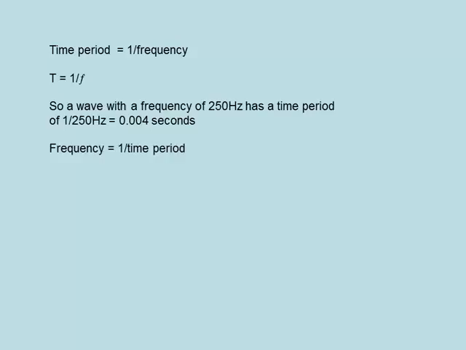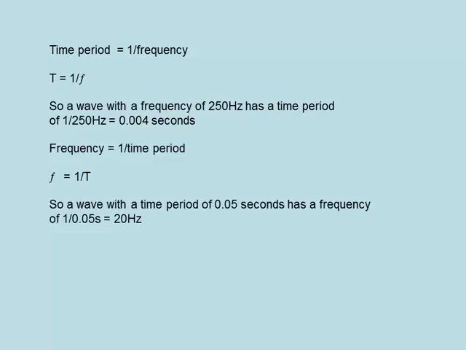Frequency is 1 over time period. F is 1 over T. So a wave with a time period of 0.05 seconds has a frequency of 1 over 0.05 seconds, which is 20 Hz.